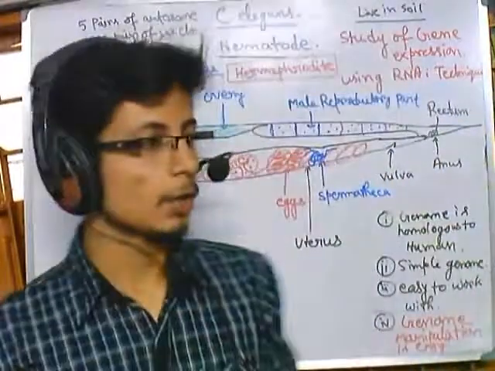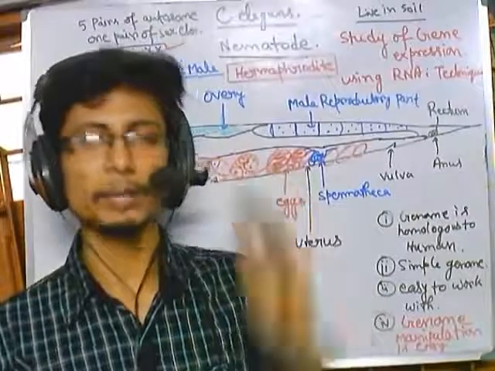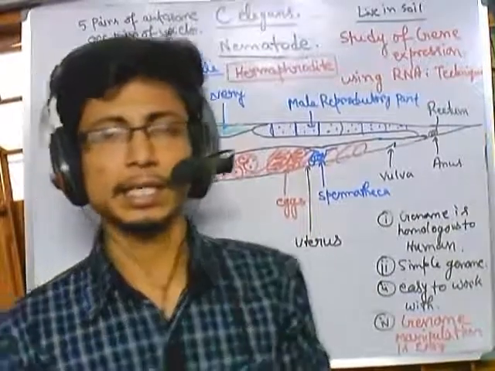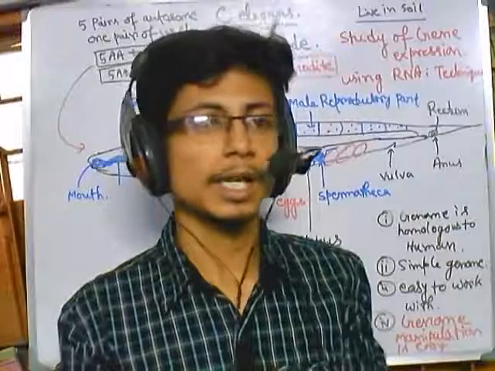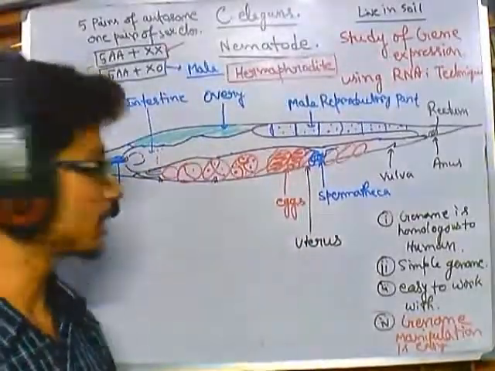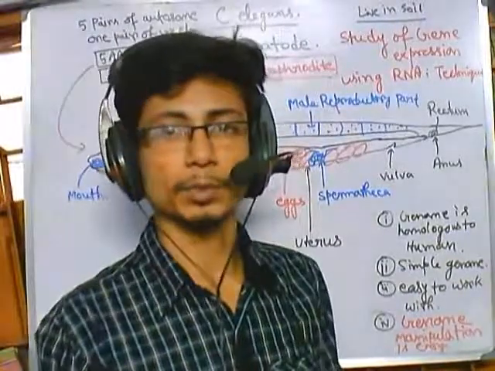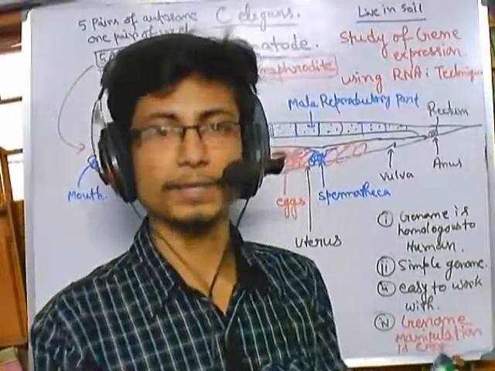Welcome back, friends. We are talking about C. elegans. We have discussed what C. elegans is and why we are using C. elegans vastly in our research. And obviously, I have also discussed the reproductive system of C. elegans, especially the uniqueness of C. elegans, that is, they can produce both sperm and egg and they can self-fertilize.